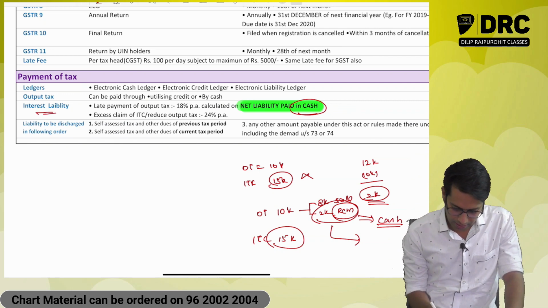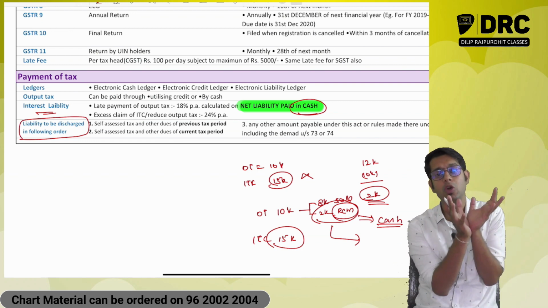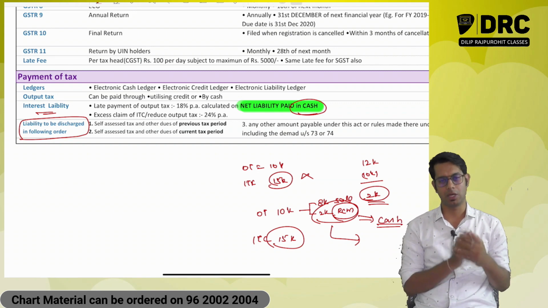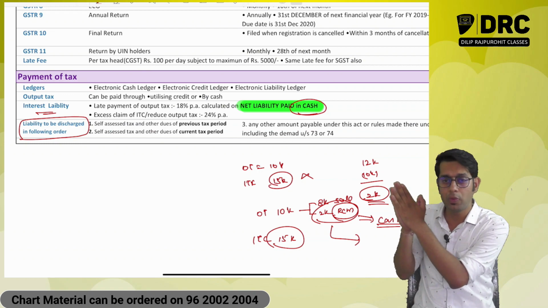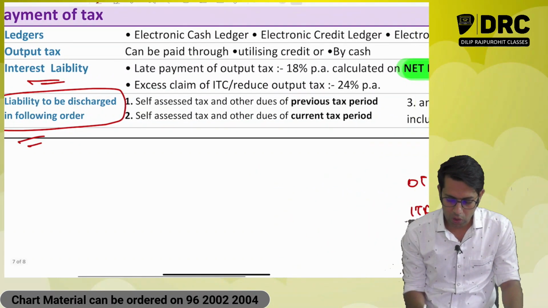Interest liability. Then discharge of liability. Now I have some amount in my electronic cash ledger. How do I use that amount which is there in electronic cash ledger? Whatever amount is there in your electronic cash ledger, that is required to be used in the following manner only. Liability to be discharged only in following order.